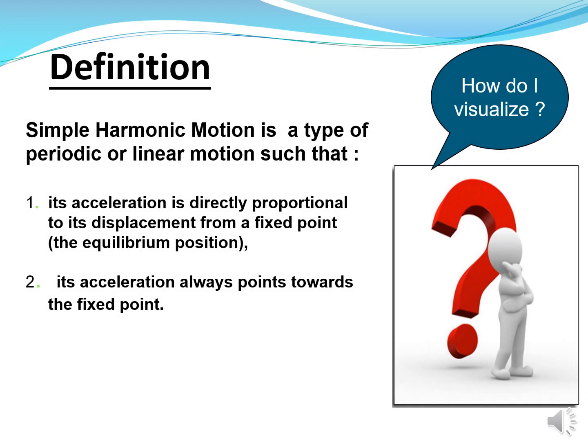When do you call a motion to be simple harmonic? The basic one-line definition is that when the acceleration is directly proportional to its displacement from a fixed point, the point which we call the equilibrium position, and when the acceleration is always towards that point, you call that a simple harmonic motion. Now, what is this equilibrium position and what is this acceleration towards it? How do we visualize this?